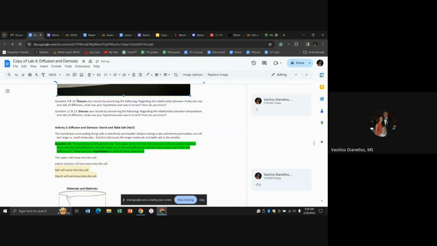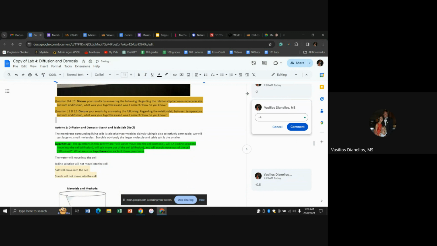Let's see. Question 9 and 10, discuss your results. Question 10, 11, discuss your results. How was the molecular size rate of diffusion? Okay, so I don't know why I'm reading those. So that's 1, 2, 3, 4 missing because it hasn't been answered yet.